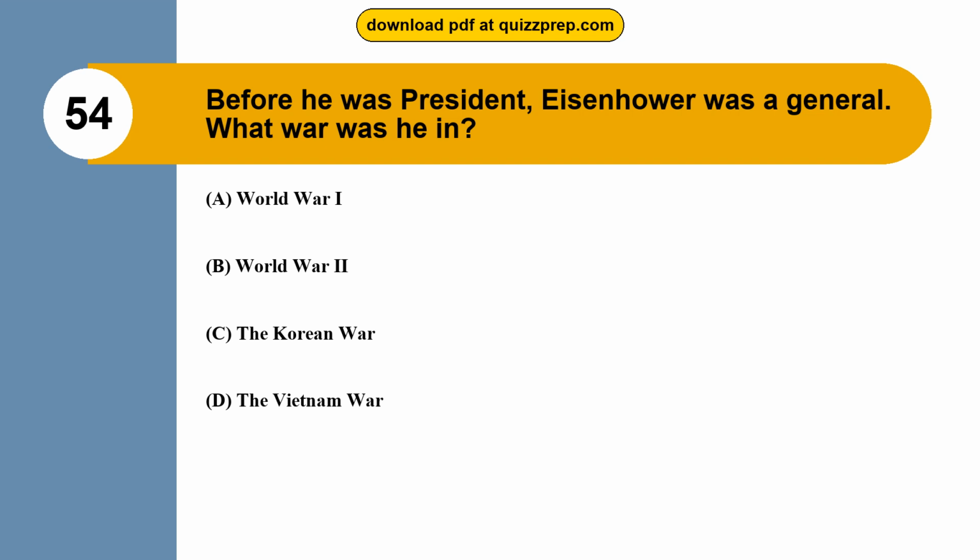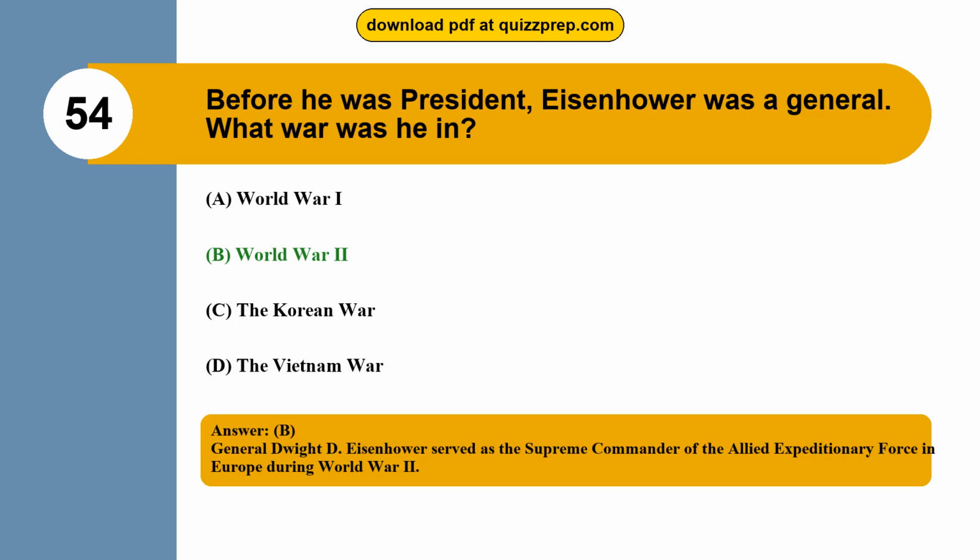Option A. World War I. Option B. World War II. Option C. The Korean War. Option D. The Vietnam War. The correct answer is option B. World War II. General Dwight D. Eisenhower served as the Supreme Commander of the Allied Expeditionary Force in Europe during World War II.